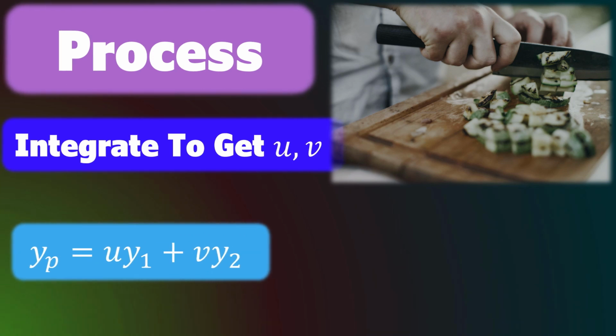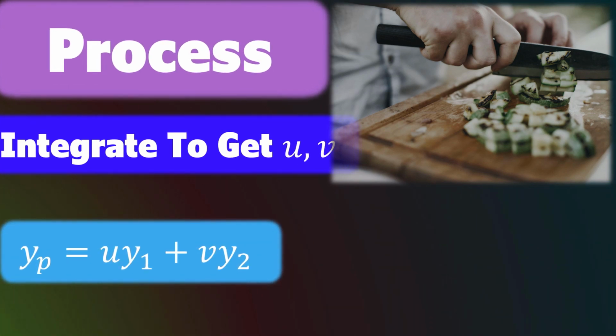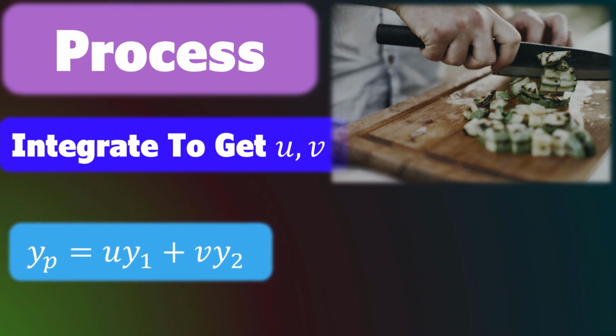Lastly, we then substitute this in to get that yp equals u times y1 plus v times y2.